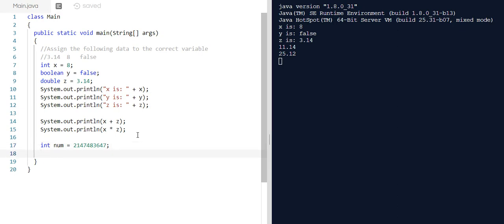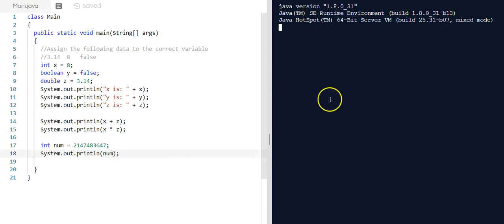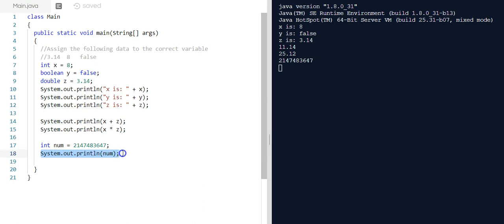assignment. If I print that out, just by printing out the variable num, it should print out that value. Oops, I forgot to put the semicolon after my System.out.println statement. So yeah, as you can see, it prints out the biggest number. What would happen now if I add 1 to that number? What if I take this number that's a variable and I add 1 to it?